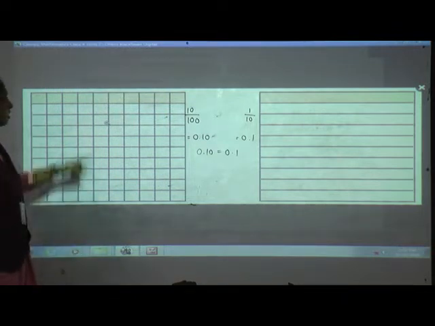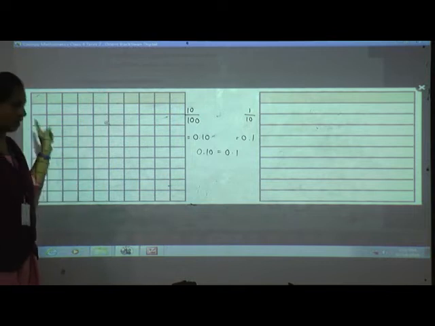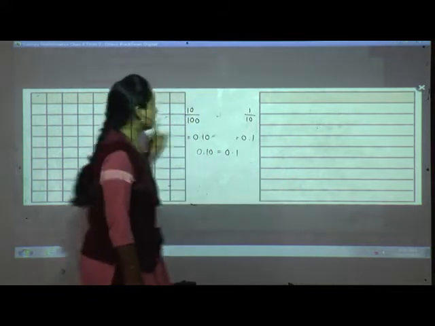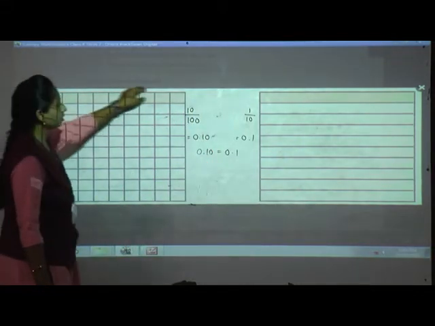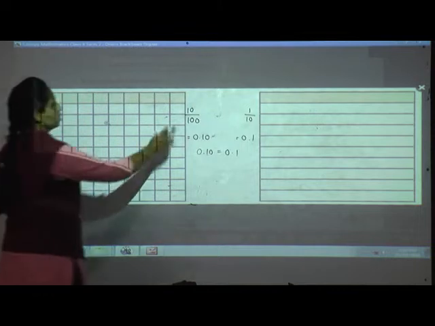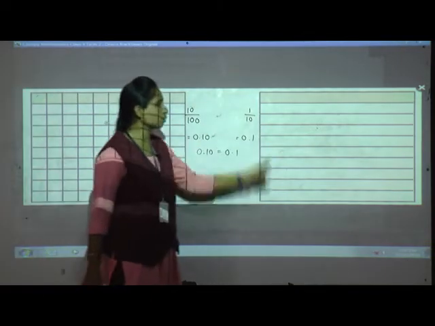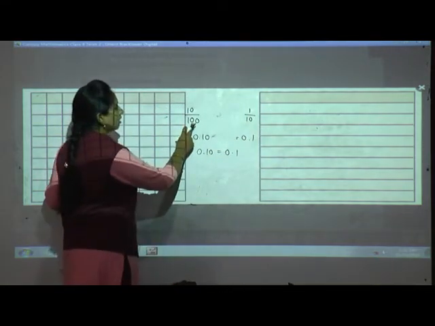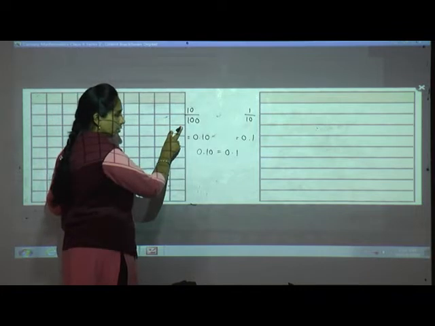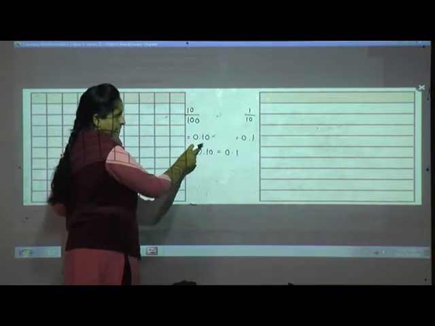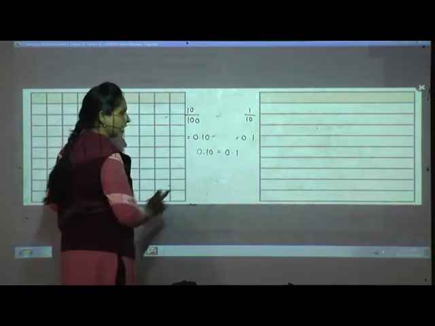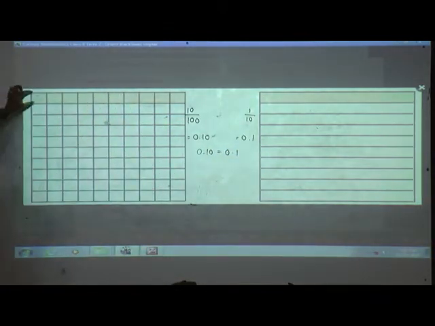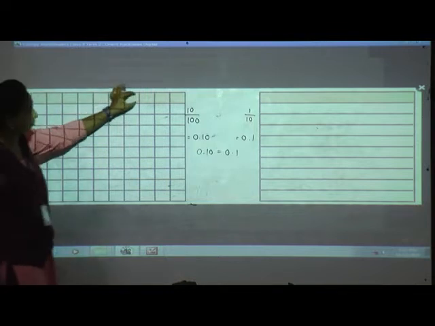Are you getting it? See, this square is divided into 100 equal parts and this square is divided into 10 equal parts. In this square, 10 parts are colored out of 100, so I have written that, and in this square, 1 part is colored out of 10. So how do I write 10 out of 100 in decimal? 0.10, isn't it? And 1 out of 10, how do we write? 0.1.